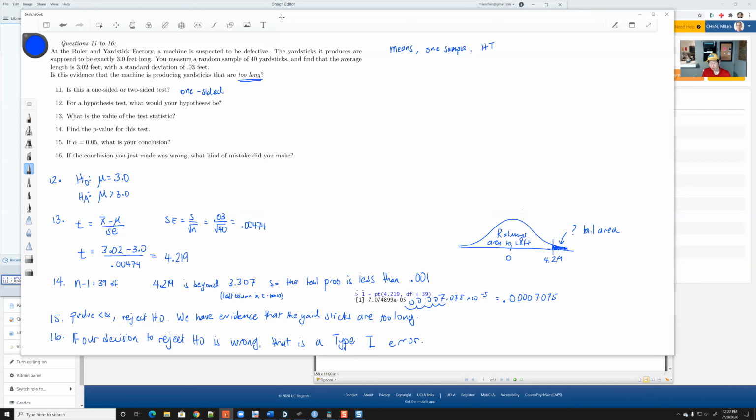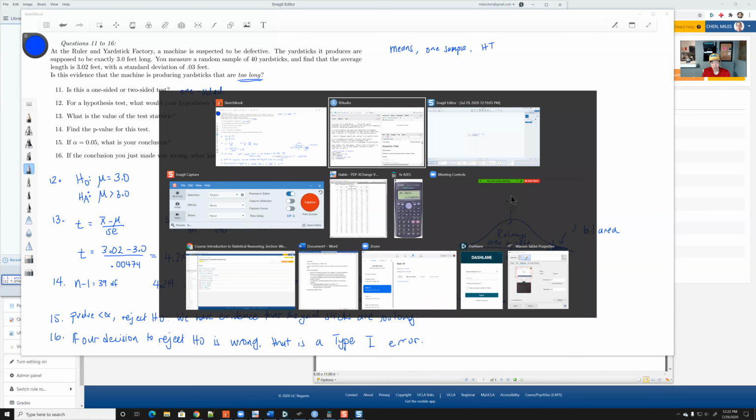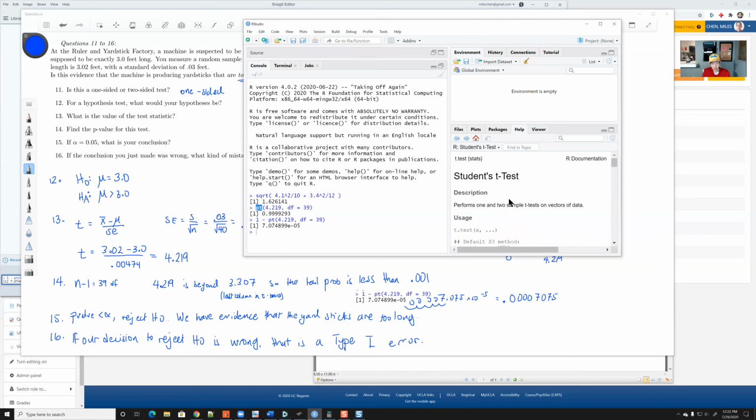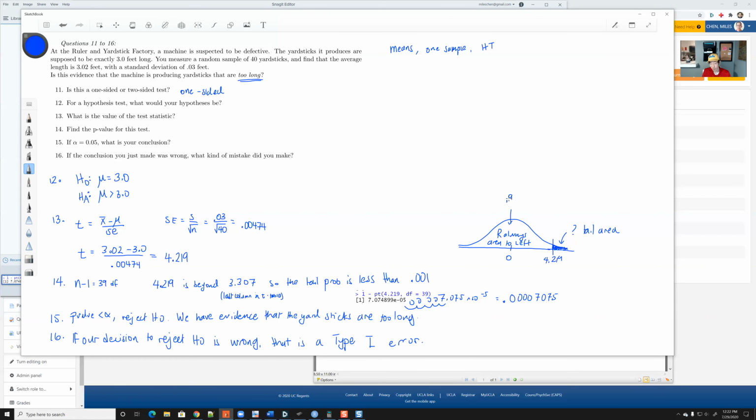Okay, so this area over here is 0.9999293. And we don't want that. We want this area, which is going to be 1 minus 0.9999293, which is equal to 0.0000707.